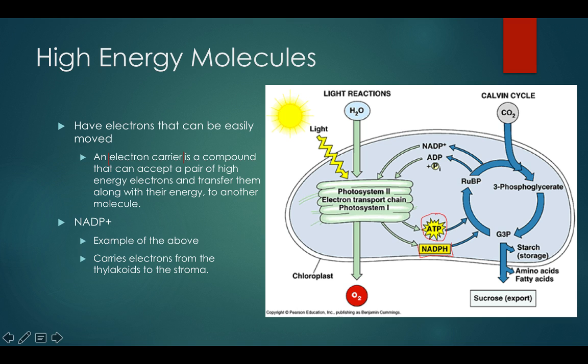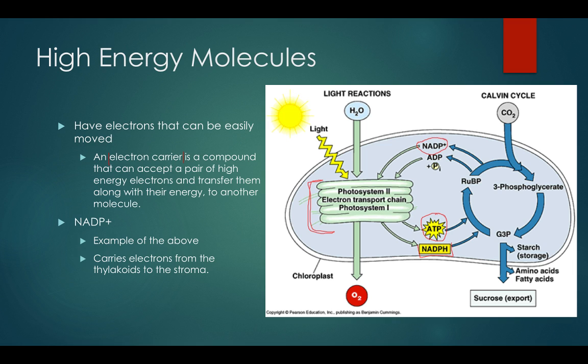And actually, right here, I almost forgot. You've got NADP. This is an example of a high energy molecule. It's something that can carry electrons around. And what this molecule does is that it carries electrons from the thylakoids, which are actually pictured right here. These are the thylakoids. And it carries the energy in the form of NADPH. NADP is the molecule right here.